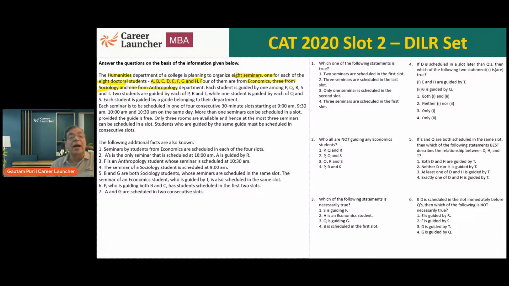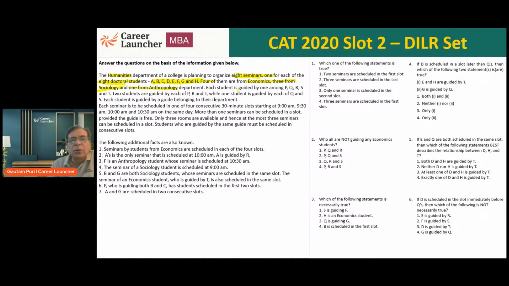So when you're reading the data, you are deciphering. This thing should come to your mind: okay, so I will also have to find out which student is from which department. So there are 4 from economics, 3 from sociology, 1 from anthropology, and these are the 8 students A, B, C, D, E, F, G, H.